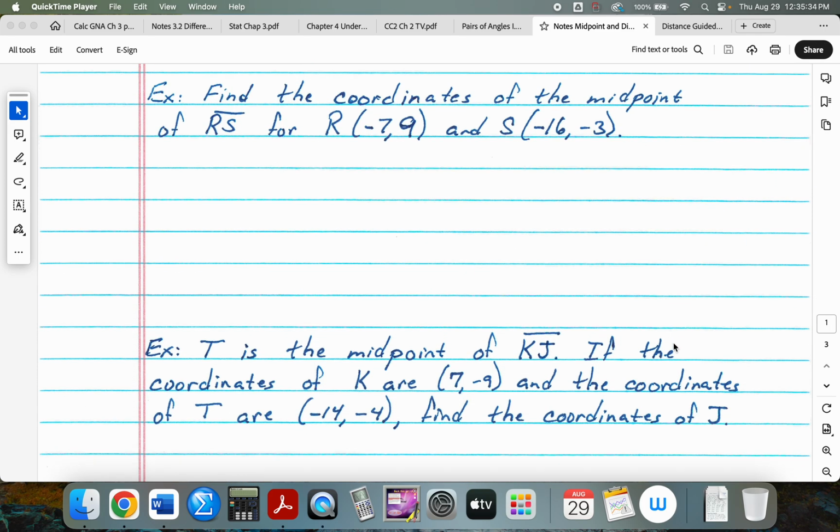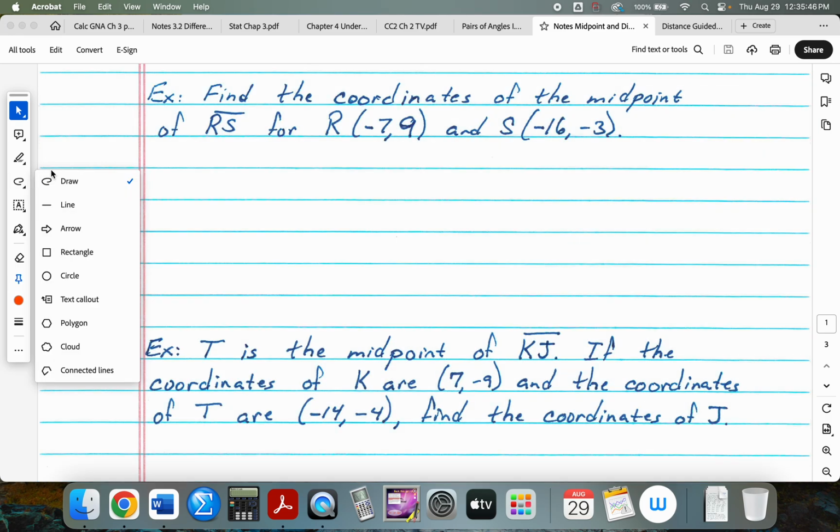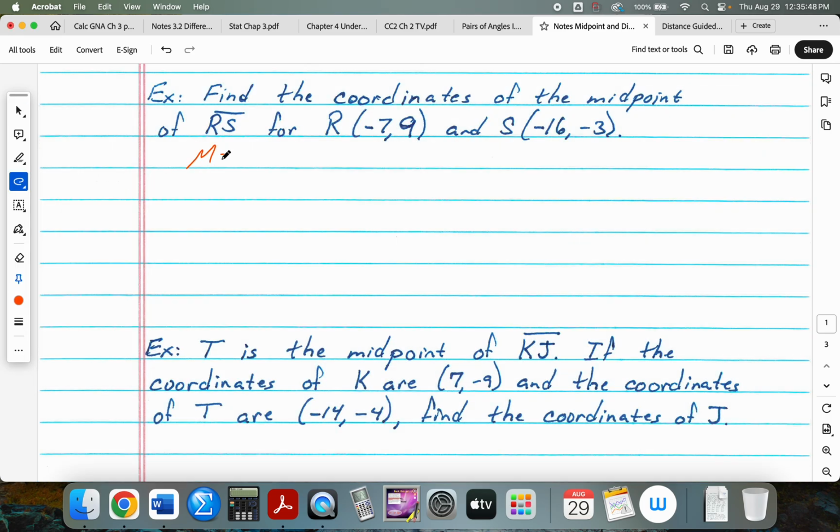Find the coordinates of the midpoint of segment RS for R at -7, 9 and S at -16, -3. So the midpoint is going to be equal to half of -7 plus -16 over 2, comma, half of 9 plus -3 over 2.